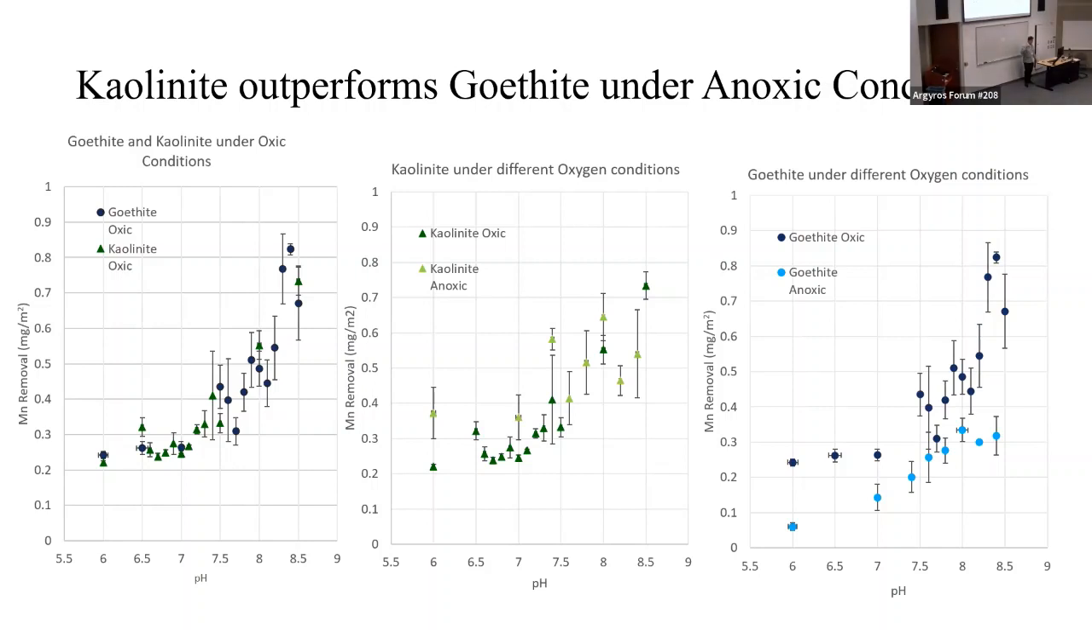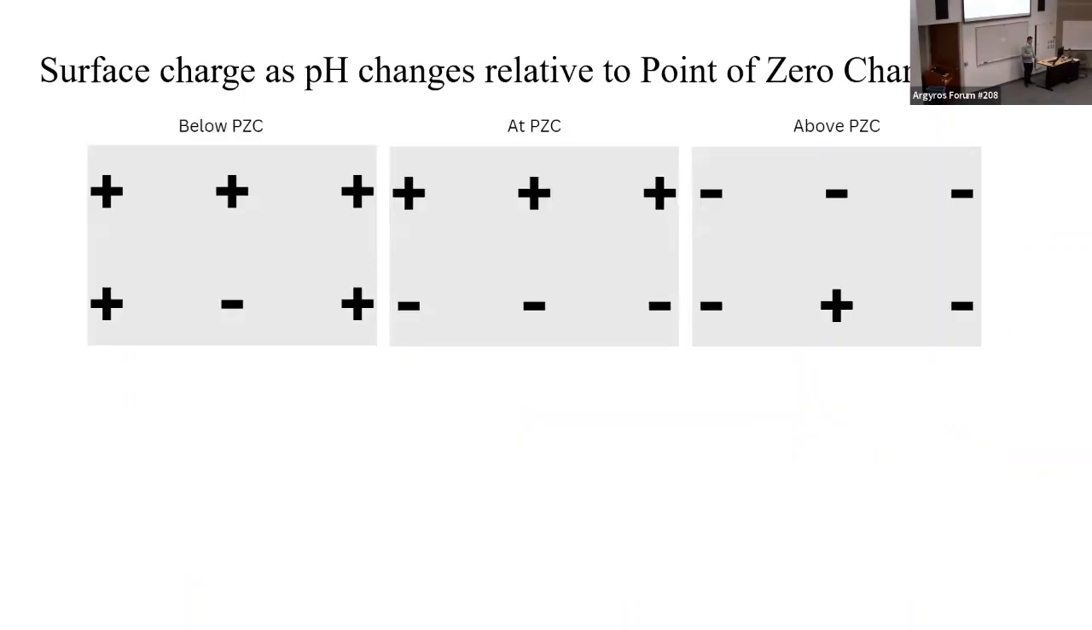So moving back to that smooth curve that we see in the goethite under anoxic conditions, that is due to the point of zero charge, and I think it would be easier to see this using this figure. Moving from left to right, we are increasing in pH, and when we are below the point of zero charge, the surface is mostly positive. As we get towards the point of zero charge, it's neutral, and as you go above it, it is more negative.